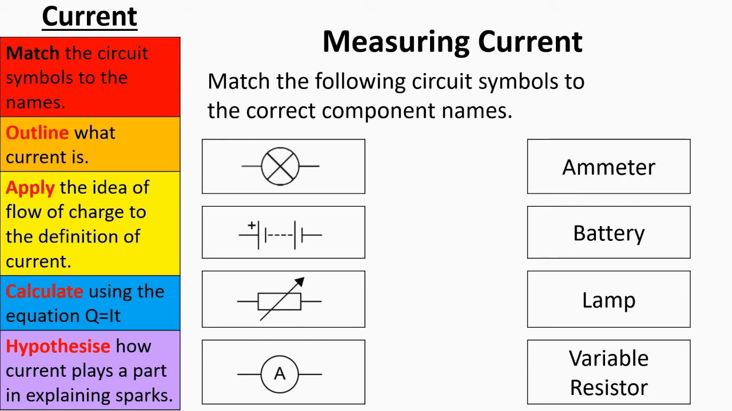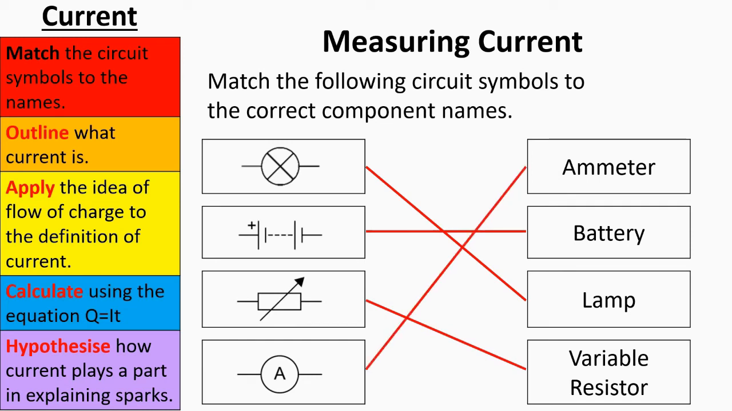So let's see if you're right. So, the top symbol there, that is a lamp. It's also perfectly acceptable to say that that is a bulb. The next one is a battery. Third one is a variable resistor. And finally, we have an ammeter at the bottom. Make sure that you've checked your answers, correct them if necessary.